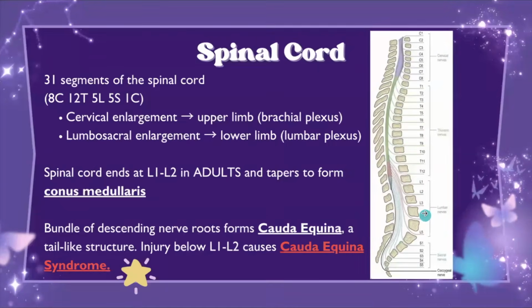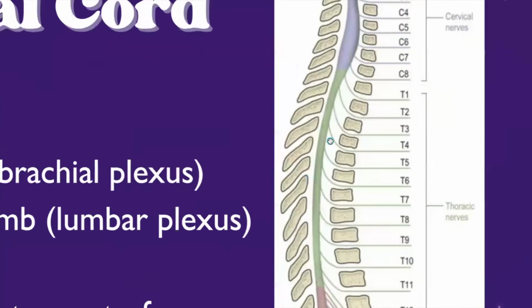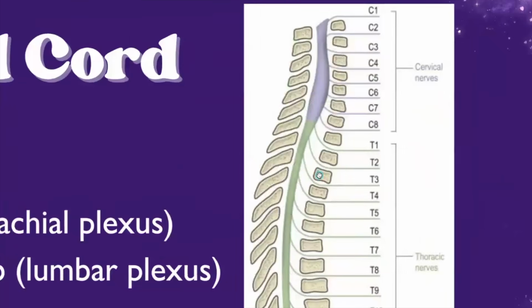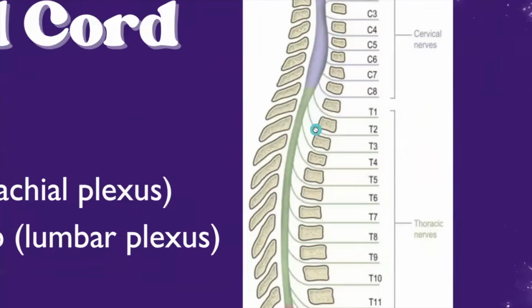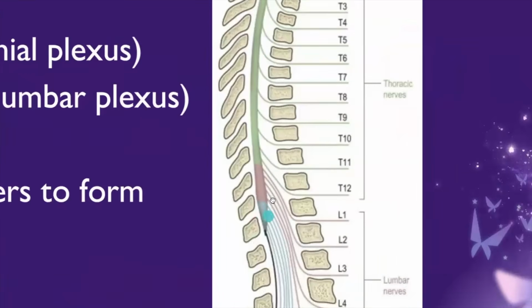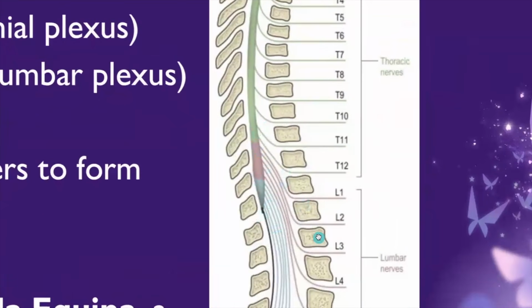Okay, so let's talk about the spinal cord. The spinal cord has 31 segments, and each segment gives off a pair of spinal nerves, okay? Now you have two fusiform enlargements in your spinal cord: the cervical enlargement and the lumbosacral enlargement. Why do these enlargements exist? They exist because they supply certain plexuses of the body. The cervical enlargement would supply the brachial and the cervical plexus, which would supply your upper limb, and then you have your lumbosacral enlargement that would supply the lumbar plexus, supplying your lower limbs.